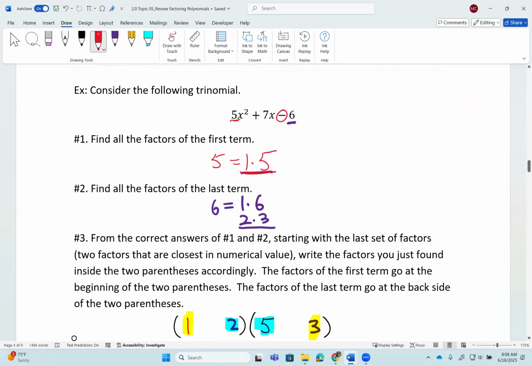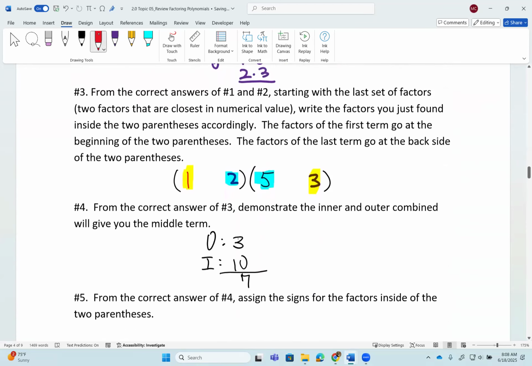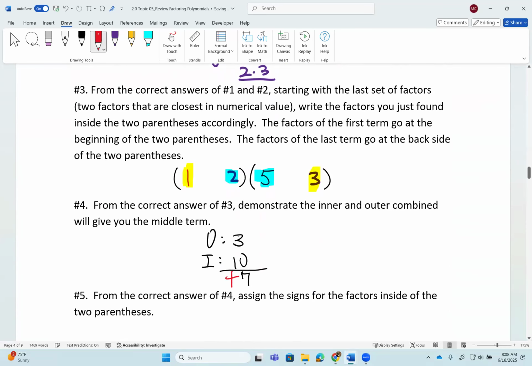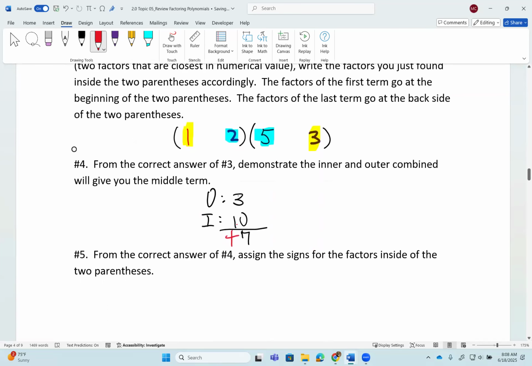So when the last term is negative, that means the inner and outer have to subtract to get to my 7 in the middle. The 2 signs in the parentheses are 1 positive, 1 negative. So it all depends on the middle term. Since my middle term is a positive 7, that means I need to give the positive to the bigger of the 2, inner and outer, because I need more positive than negative in order to end up with a positive 7 in the middle.